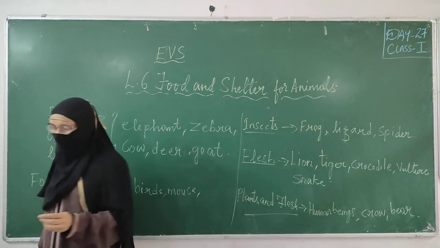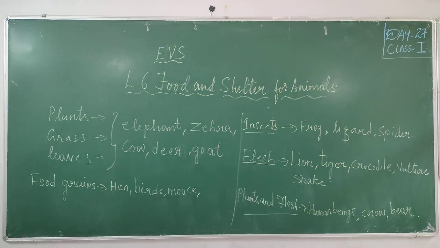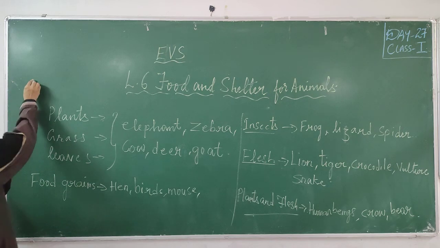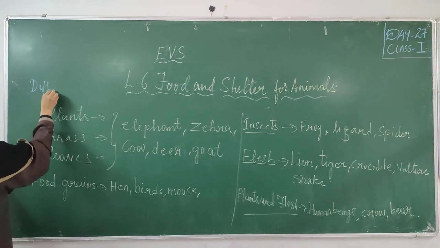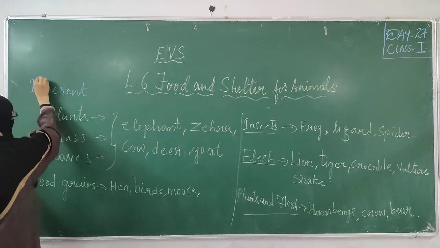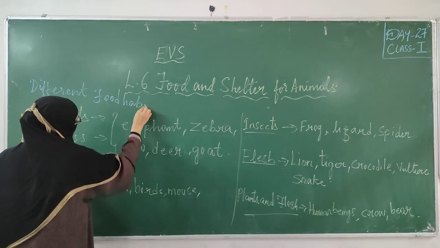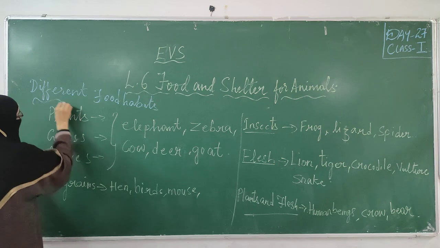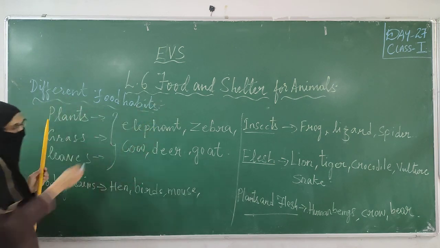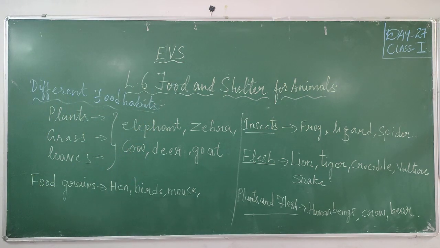So these are the different food habits of animals. Animals have different food habits. All animals do not eat the same food. These are the different food habits of animals. Now coming to plants.